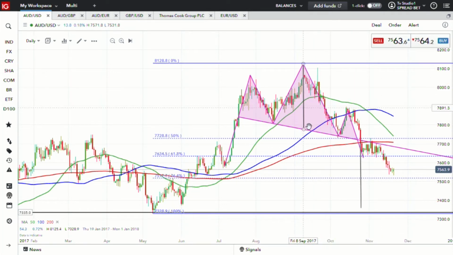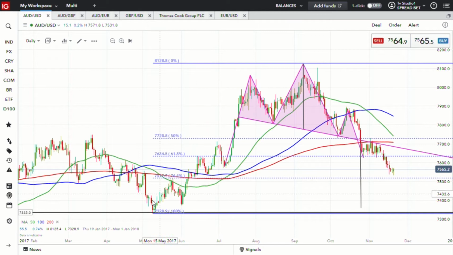The height of the head and shoulders, the head down to the neckline, is the measuring tool that you put down here to take a look at where the ultimate target is potentially for this short trade for the Australian dollar against the US. And that'll take us potentially pretty much all the way down to where this all started, down at the 73.35 level. Here we are though now at the moment.